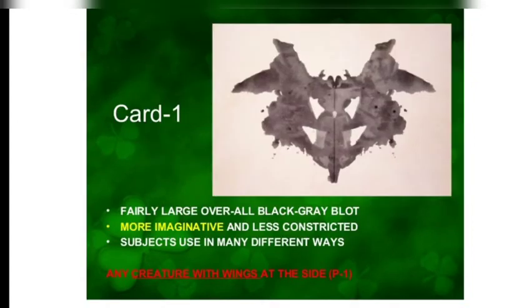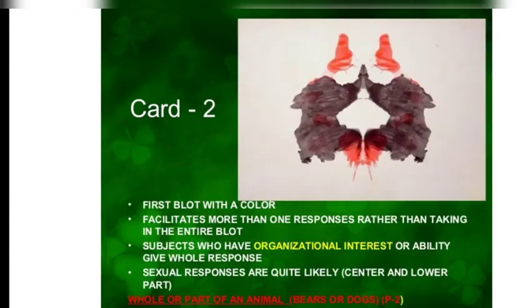We are going to see the 10 cards, and we will understand how these cards look and what they are going to reveal. The first card is very large. It is a black and gray blot. It is more imaginative and less constricted. That means the examinee can imagine whatever he wants to. Subjects use it in many different ways, so you can rotate it as well. Most answers are a creature with wings.